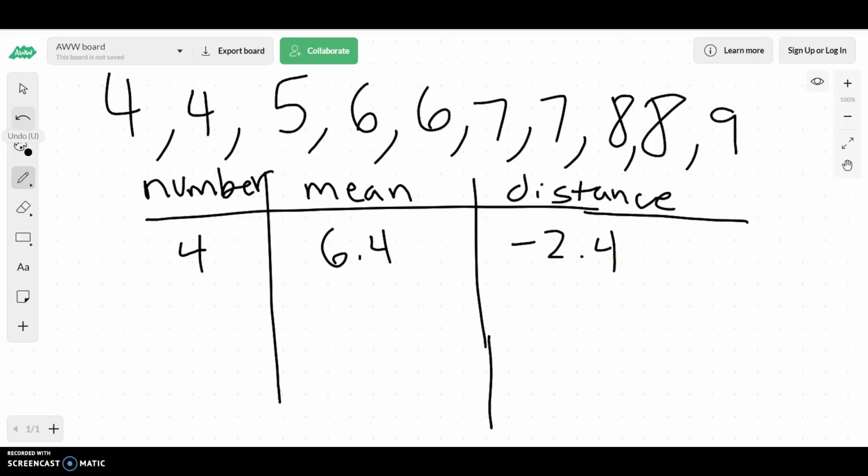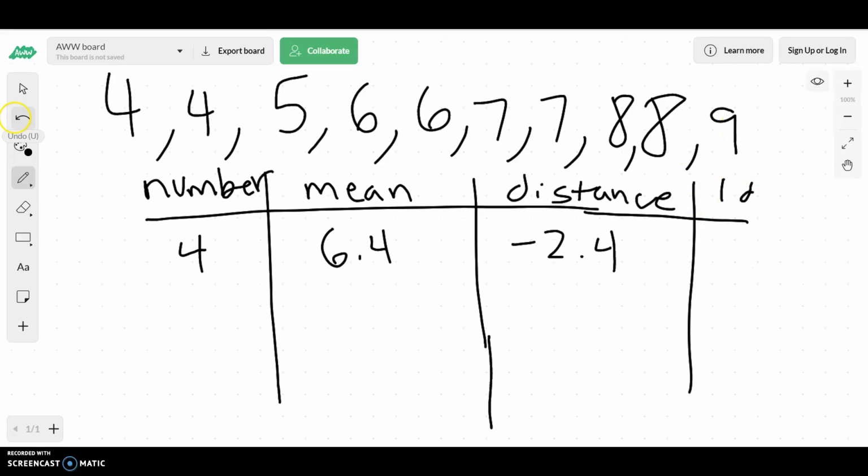Now you might go, that doesn't seem very good. I don't want a negative distance, because distances really shouldn't be negative. What most people would like to do is take the absolute value of the distance and just call this 2.4. Unfortunately for us, absolute values are not really nice in math.